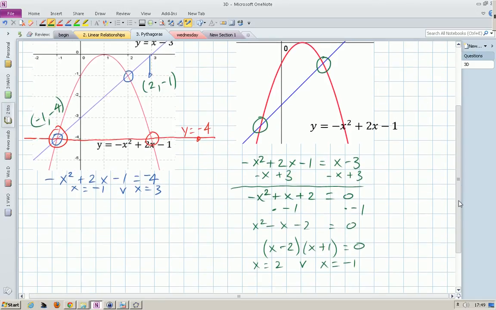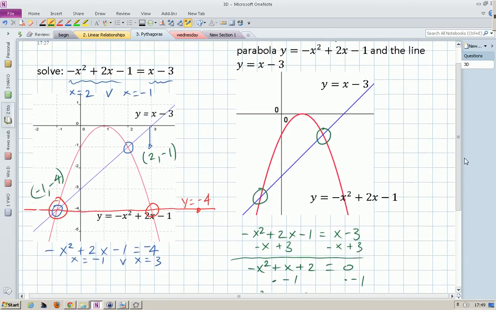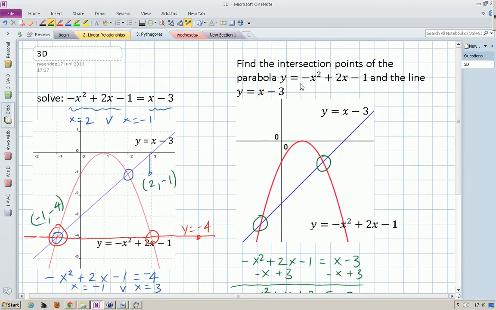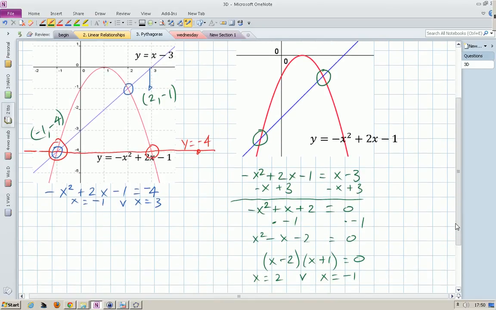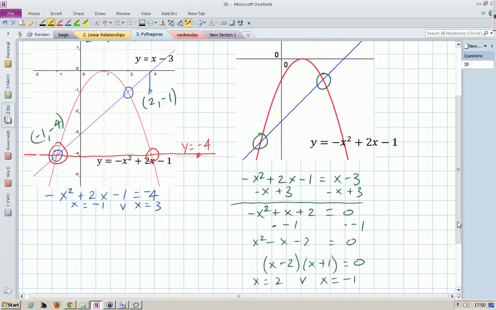Are we done? The answer is no, because it hasn't asked what is the x coordinate of those two intersection points. It's asking what are the intersections. So find the intersection points. In other words, we need an x and a y value for an answer.